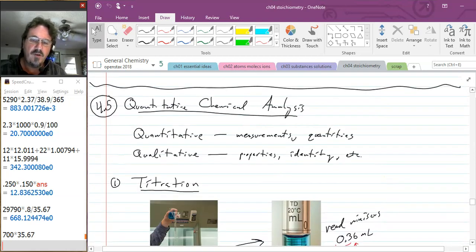Section 4.5, quantitative chemical analysis. So here's the last section in chapter 4, this monster chapter here. Quantitative. So that word quantitative means quantity. In other words, looking at actual numbers, measuring them, quantity.